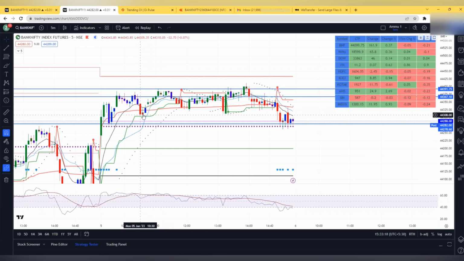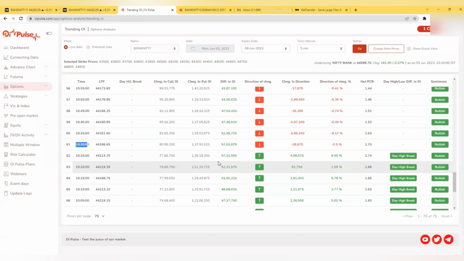This setup was giving you double confirmation to take a trade as it is coming close to a super trend. Remember, my super trend setting is 10-2, not the default one. Also my trending OI.